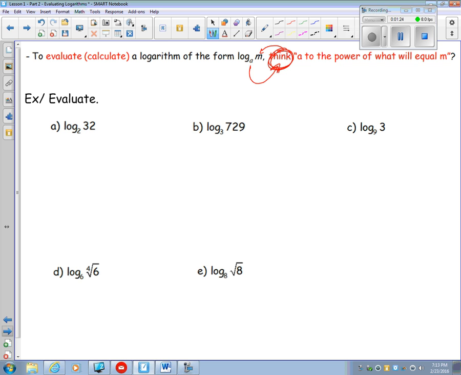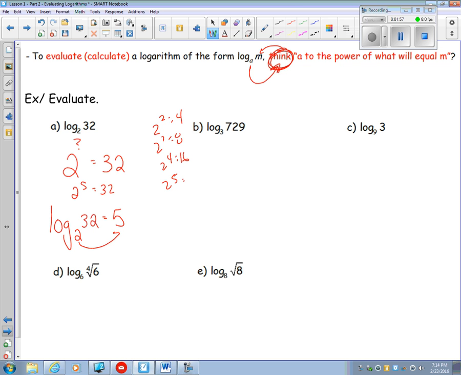For example, if I want to know what log base 2 of 32 is, I need to think to myself, 2 to the power what comes out to 32? We really are going to just guess and check and say, 2 to the 3, 2 to the 4, 2 to the 5. What works? Well, 2 to the 3 doesn't. 2 to the 4 doesn't work. 2 to the 5, oh, 2 to the 5 works. So since 2 to the 5 is 32, we say that log base 2 of 32 is 5. 2 to the power 5 makes 32. The answer is 5.